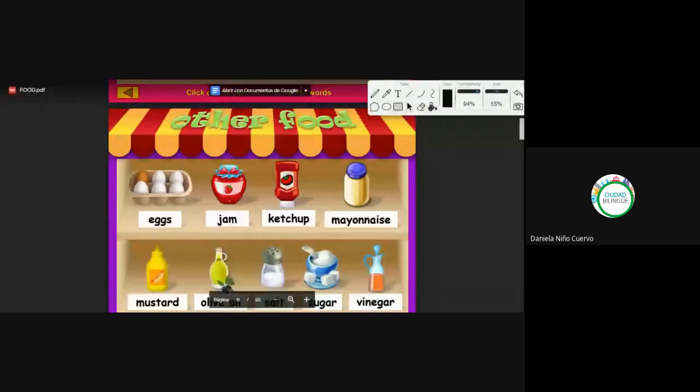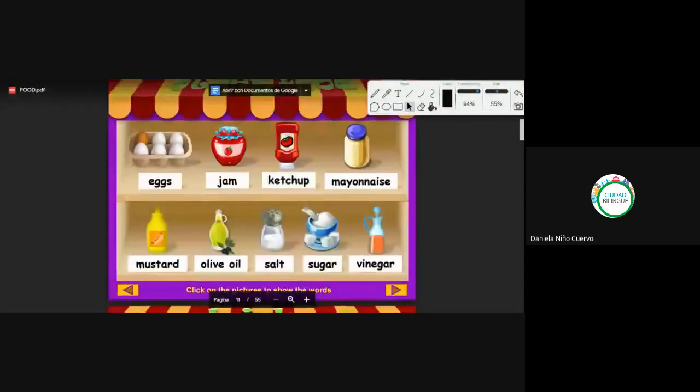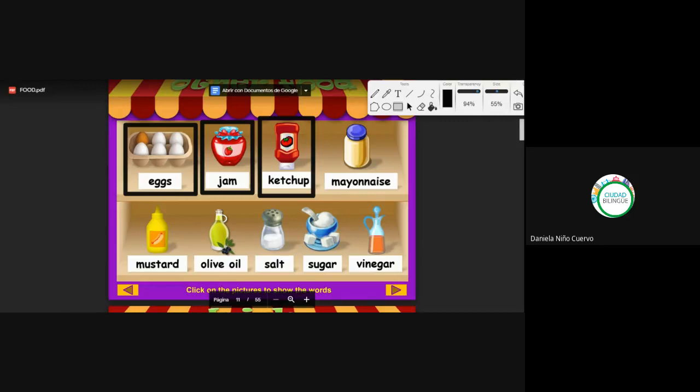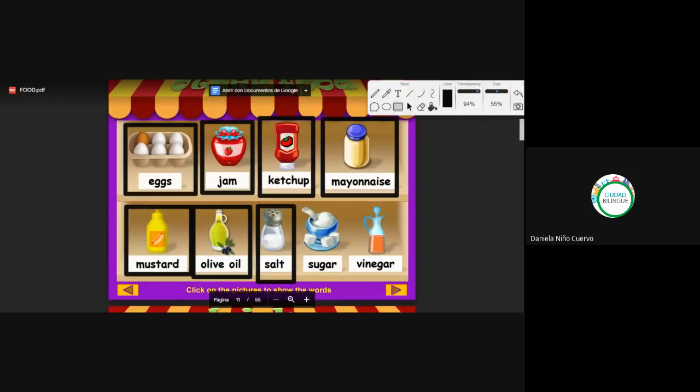Here we have other food, otros alimentos, right? So, we have eggs, yam, ketchup, mayonnaise, mustard, olive oil, salt, sugar, and vinegar. Questions about this? No questions.